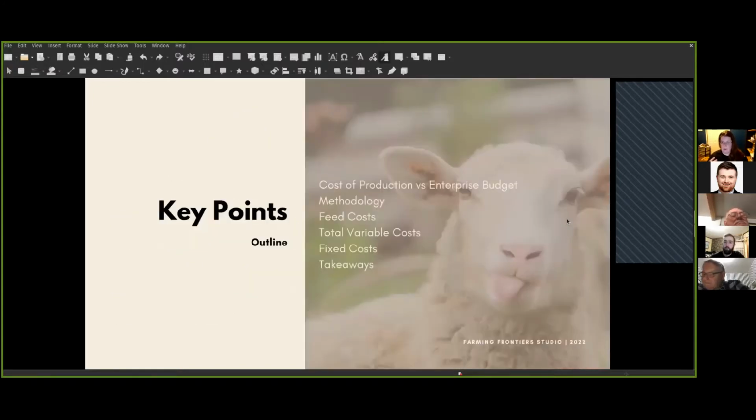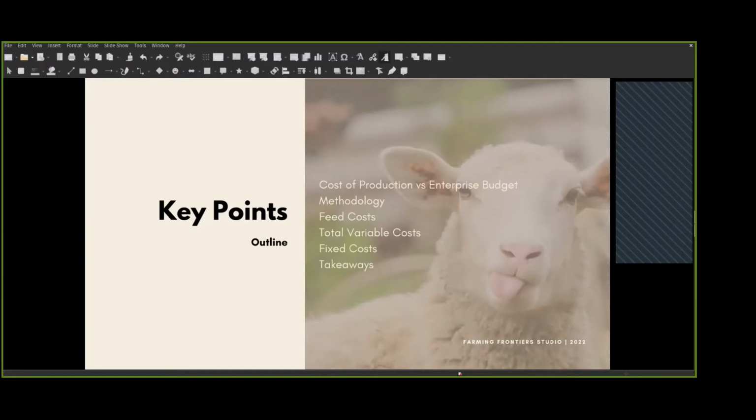So just a brief outline of what I'll be talking about tonight includes cost of production versus enterprise budget, how I came up with my calculations, and then we'll get into some of the costs. These are actual numbers. These are my 2021 financials. I didn't mess with them. It's pretty much what the CRA is getting. So that's what I'm sharing.